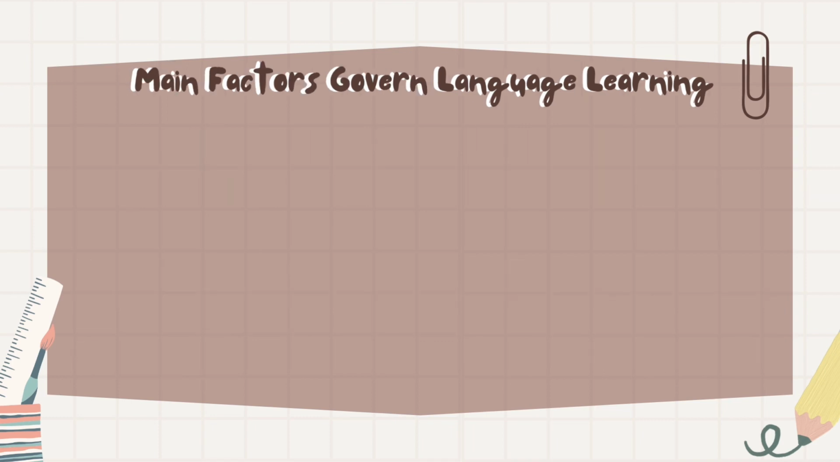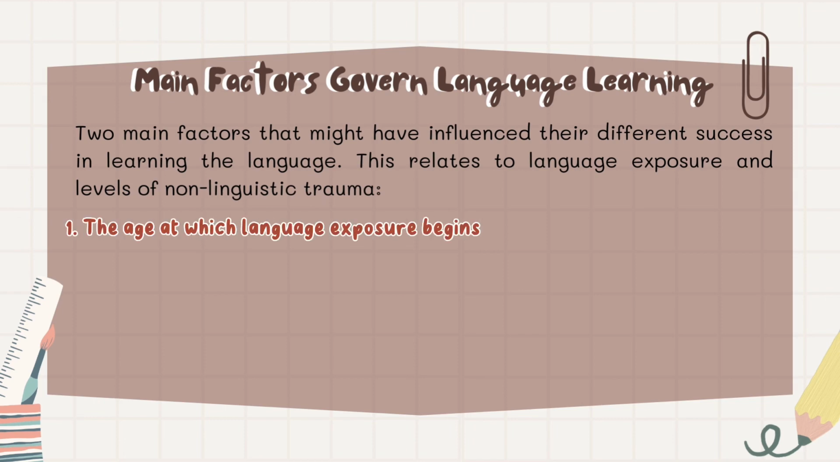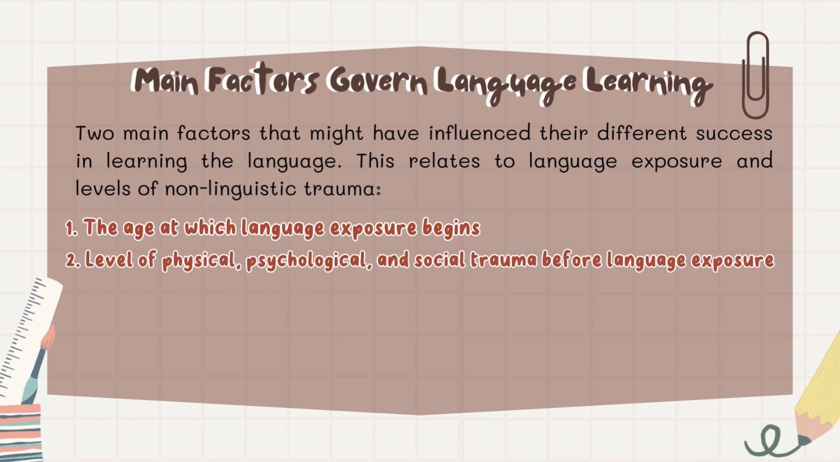Our next explanation is main factors that govern language learning. After reviewing these cases, we can identify two main factors that might have influenced their different success in learning the language. This relates to language exposure and levels of non-linguistic trauma. The first one is the age at which language exposure begins, and the second is level of physical, psychological, and social trauma before language exposure.